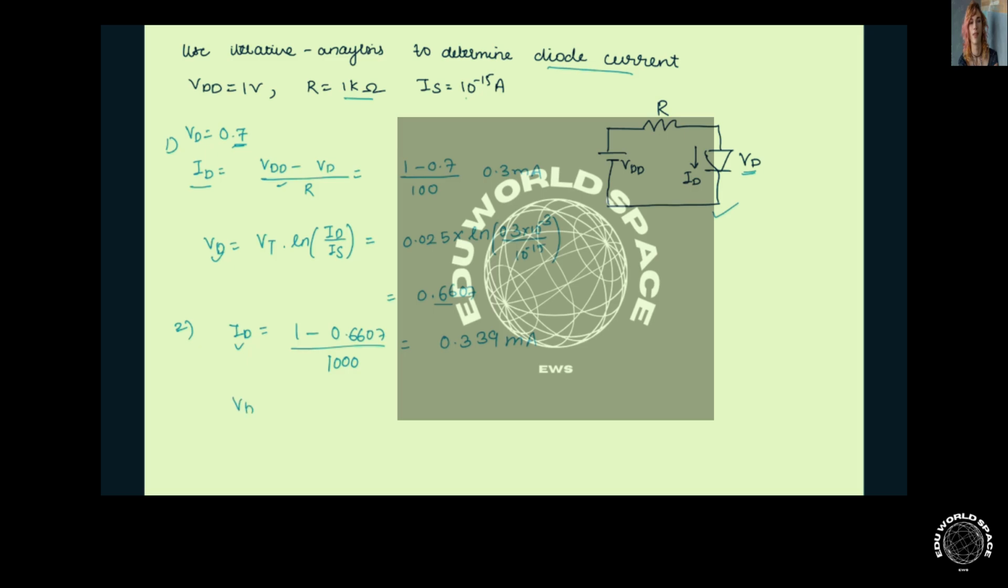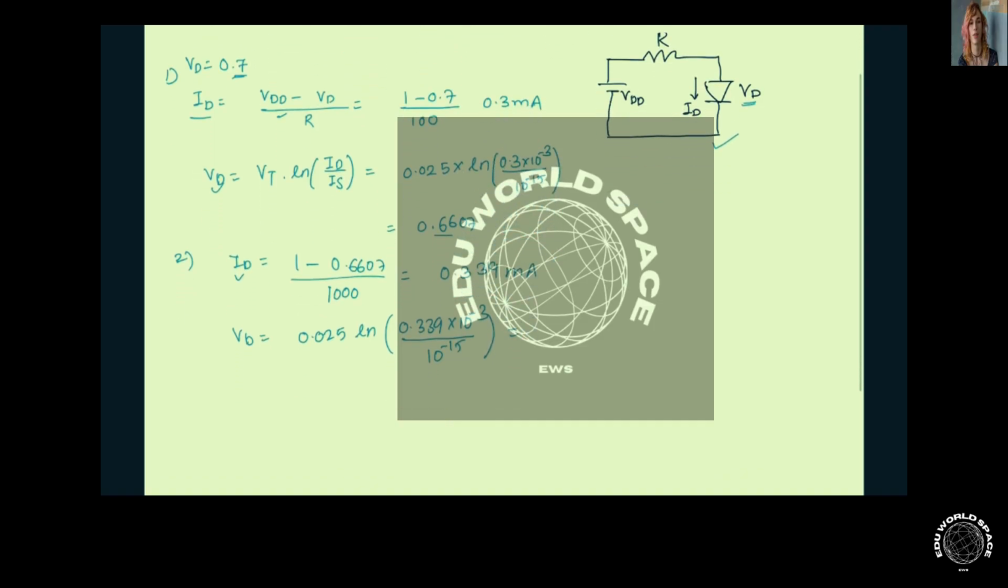Now again, based on this ID, we'll calculate VD. VD will be 0.025 ln of the new ID, 0.339 into 10 raised to minus 3, divided by IS, which is again 10 raised to minus 15. On solving this we get VD equal to 0.6638 volts.